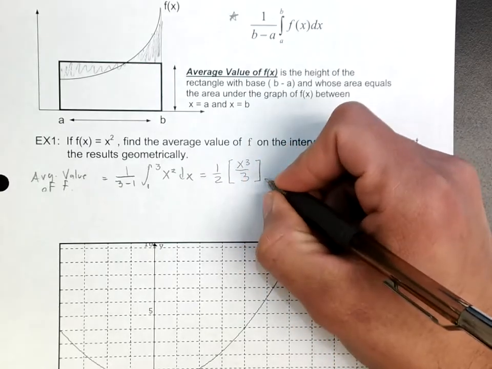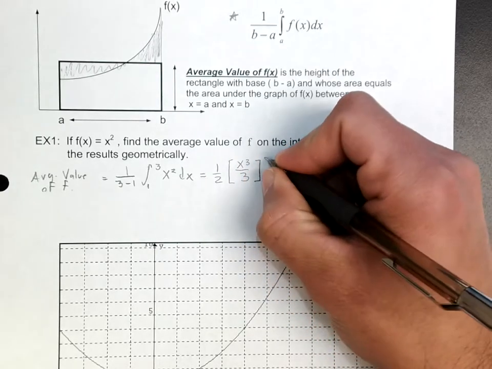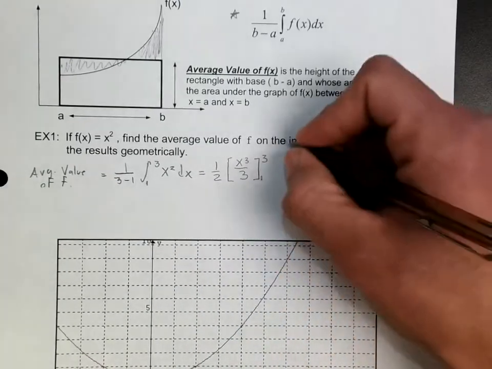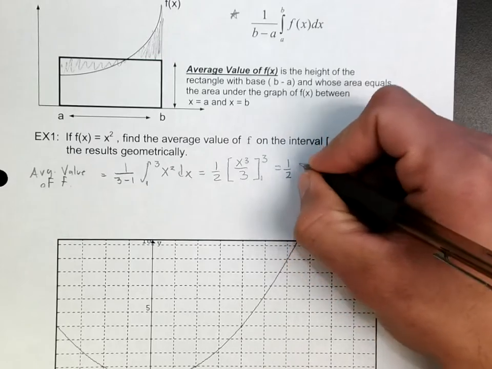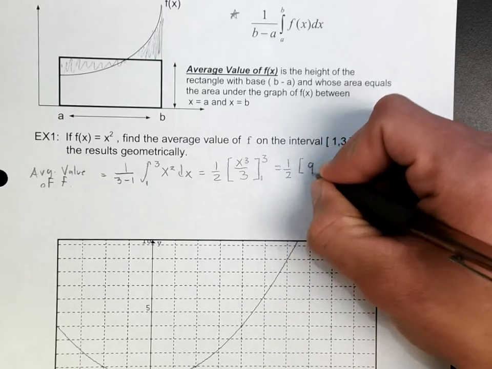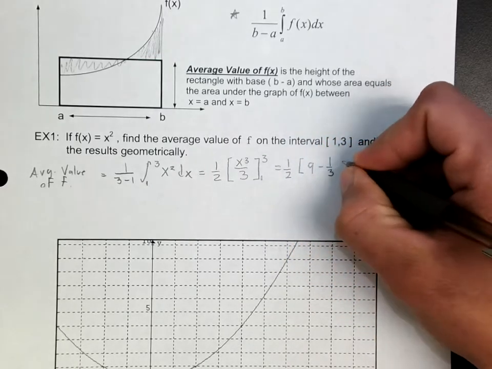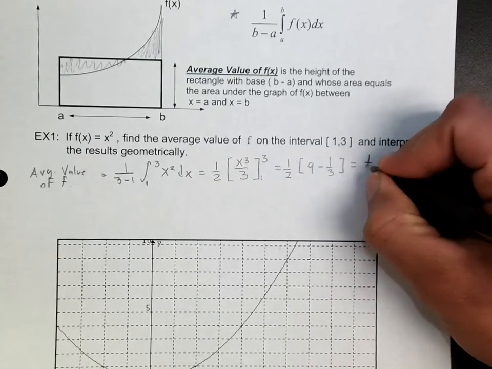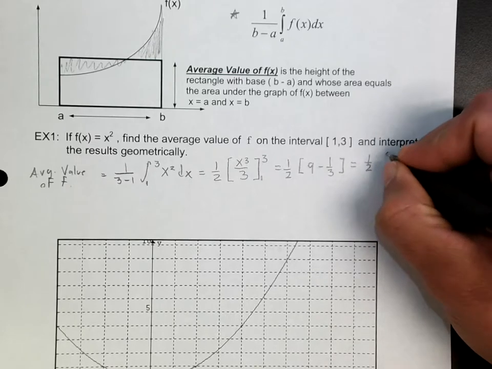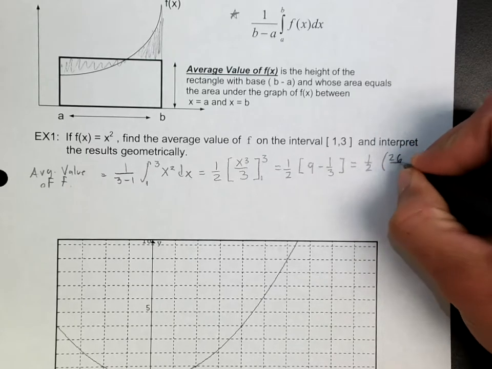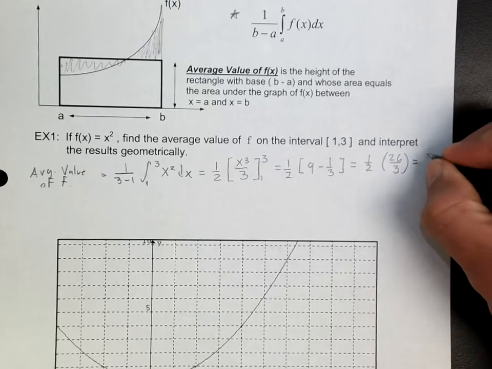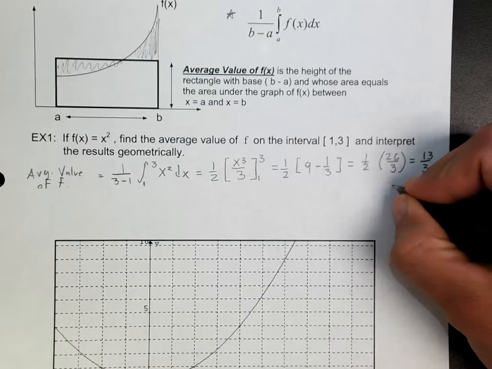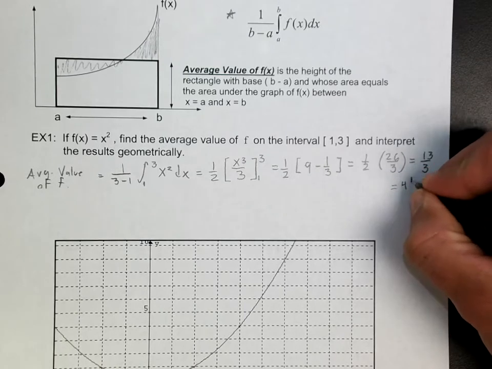Now we're going to evaluate at 3 and 1. So that would give me 1/2 times 9 minus 1/3, which is equal to 1/2 times 26 over 3, which is equal to 13 over 3, which is equal to 4 and 1/3 actually.